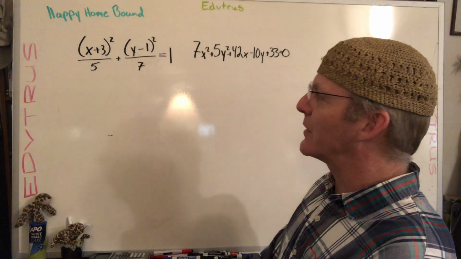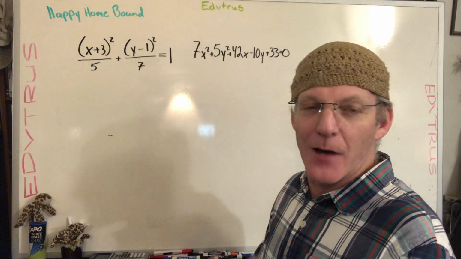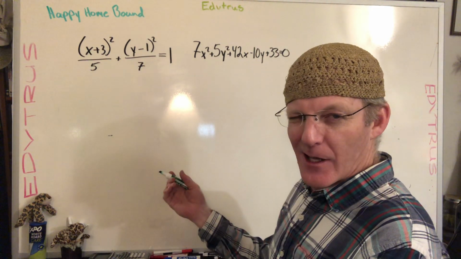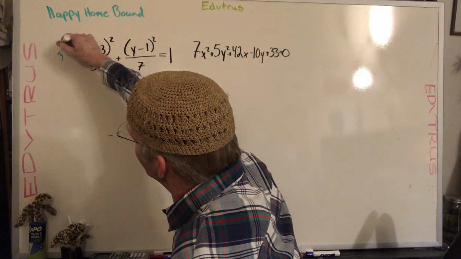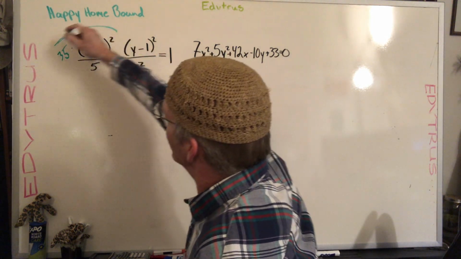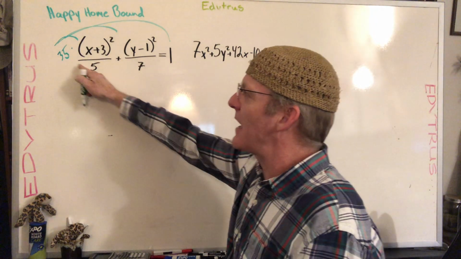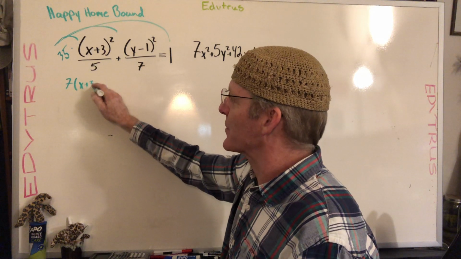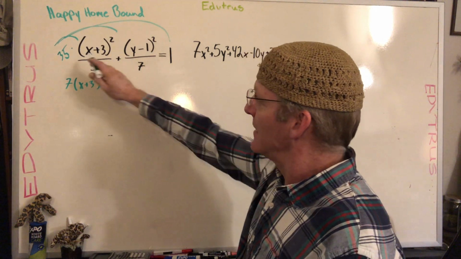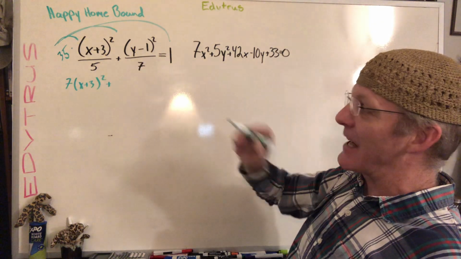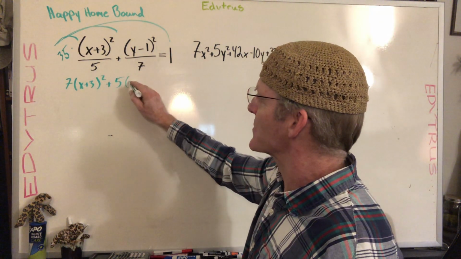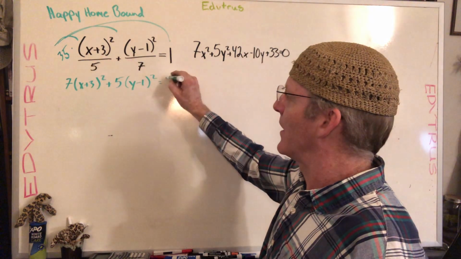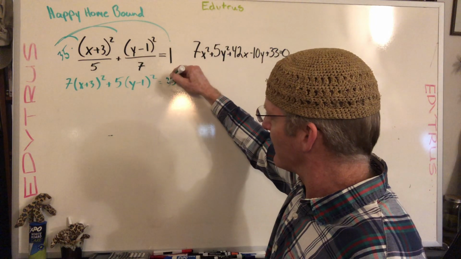So the first thing I'm going to do here is I want to get rid of those fractions. So I'm going to multiply everything by the common denominator of 5, 7, and 1. What is the common denominator? Yeah, it's 35. So if I multiply 35 here, here, and here, 5 goes into 35 7 times. I'm left with 7 times (x plus 3) squared plus 35 and 7 reduces down to 5. So I'm left with 5 times (y minus 1) squared equals 35 times the 1, which is 35.